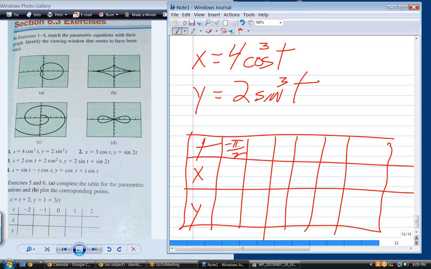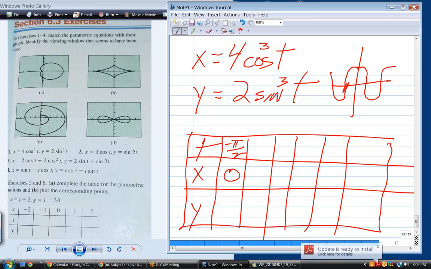When t is minus pi over 2, what is x? It's the cosine of pi over 2. Yeah, I remember. 0. Here's your cosine curve, and it goes the same on the other side, so the cosine of minus pi over 2 is also 0. Okay. What's the sine of minus pi over 2?